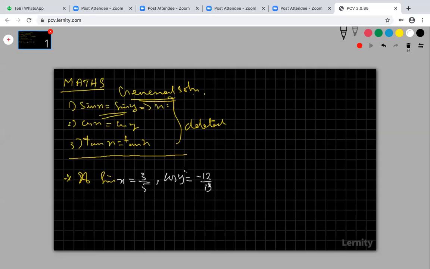So where x, y both lie in the second quadrant. Find the value of sin of x plus y.